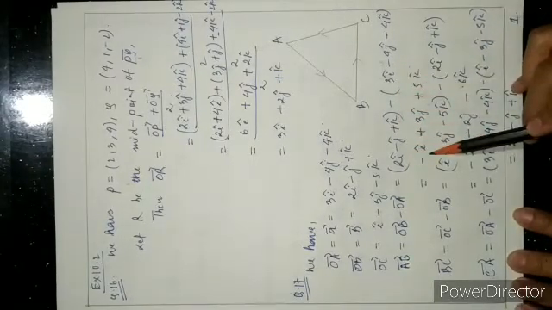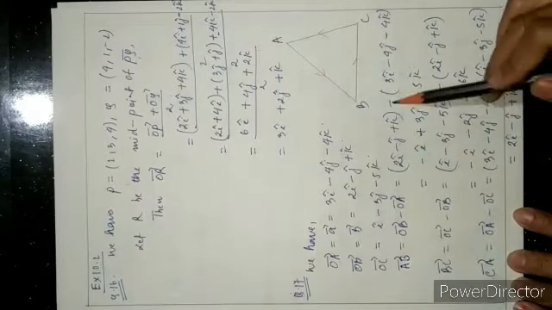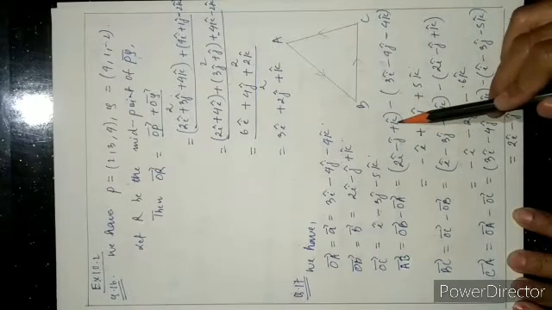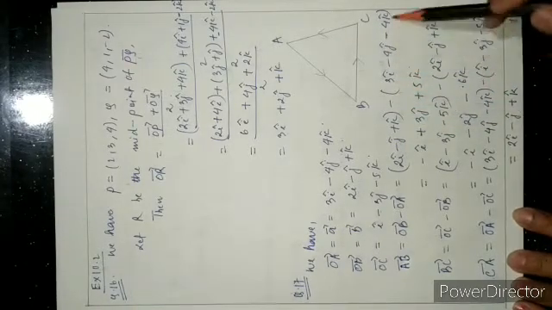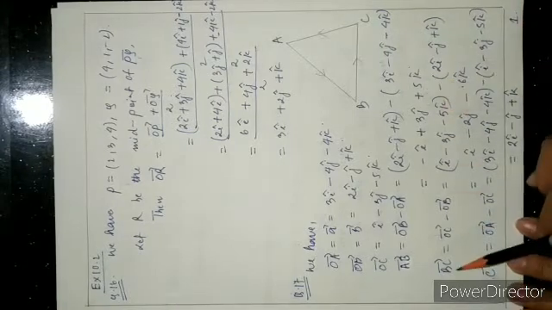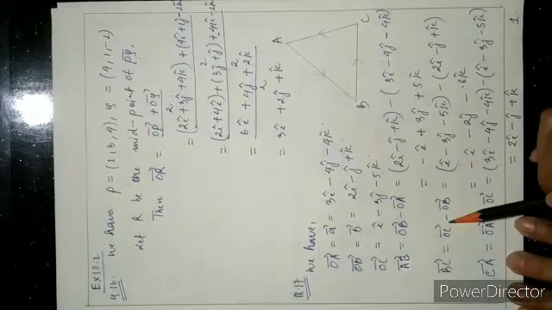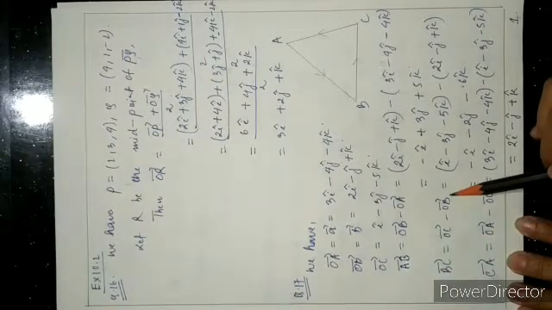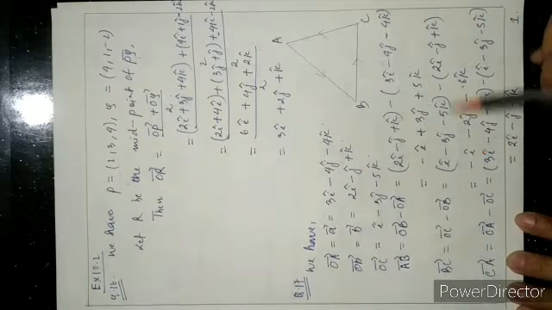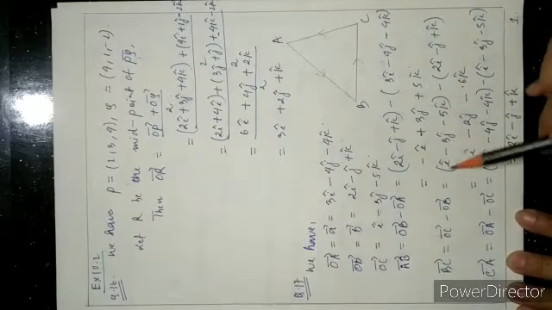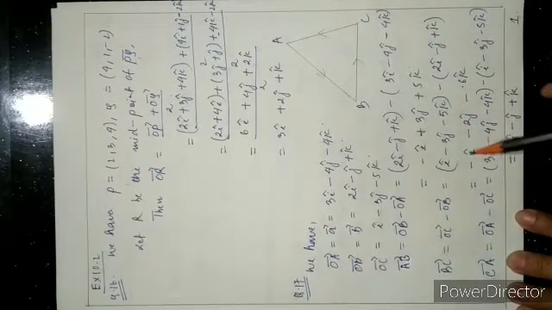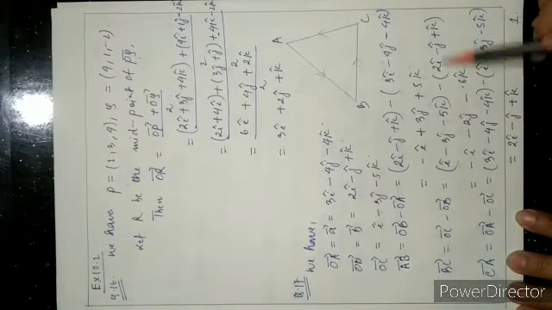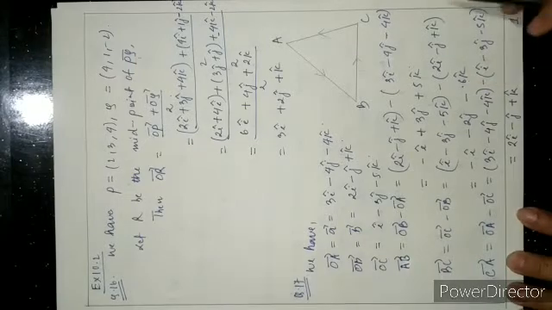2 minus 3 is equal to minus i, minus 1 plus 4 is equal to 3j and 1 plus 4 is equal to 5k. Then find BC vector which is equal to OC vector minus OB vector. Terminal minus initial point. 1 minus 2 is equal to minus i, minus 3 minus 2 is minus 5j, and minus 5 minus 1 is minus 6k.